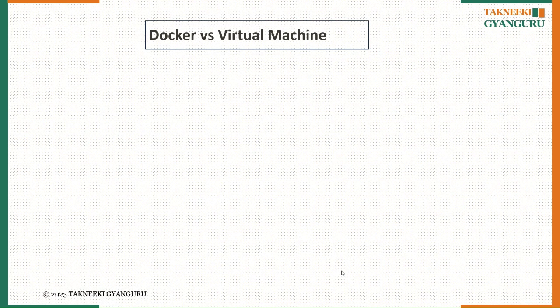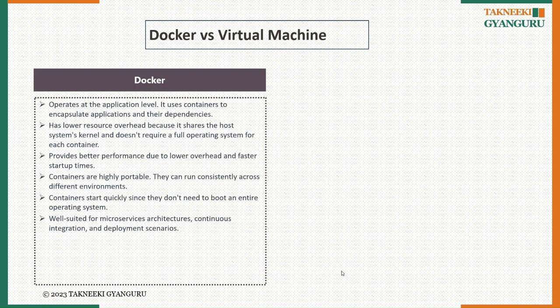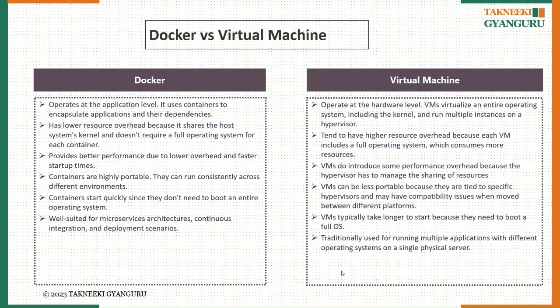Now let's discuss the difference between Docker and virtual machine, right? So let's see what is the difference between these. The first difference is that Docker operates at the application level, and in the virtual machine we operate at the hardware level. When we create the container, we define the Docker file, all the application level code. But in the virtual machine, we need to create machines and operating systems through some hypervisor, like VMware or some other tools, to create multiple instances.